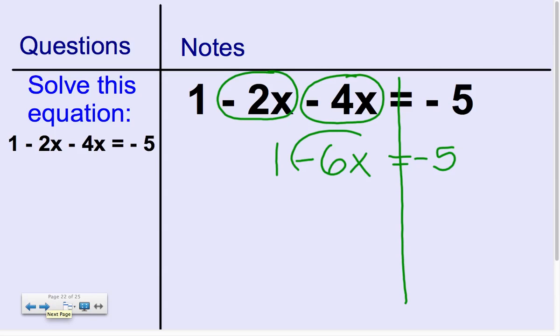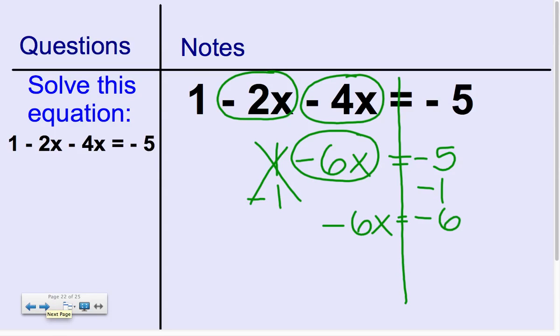My couple is negative 6. My third wheel is 1, so I'm going to subtract 1 from both sides. Negative 6x equals negative 5 and negative 1 make negative 6. Break up my couple. Negative 6 divided by negative 6 equals a positive 1.